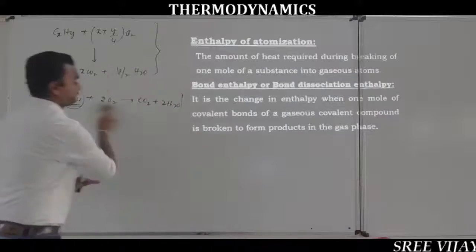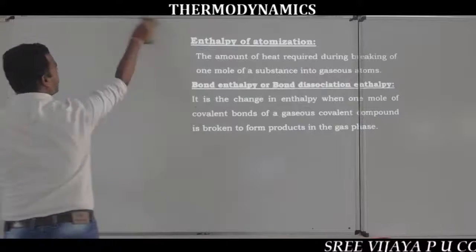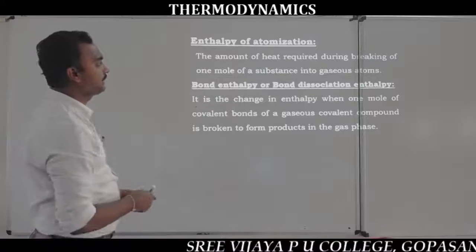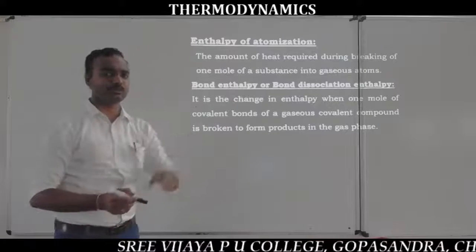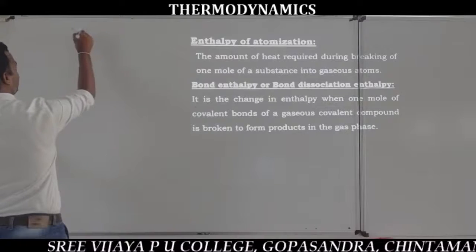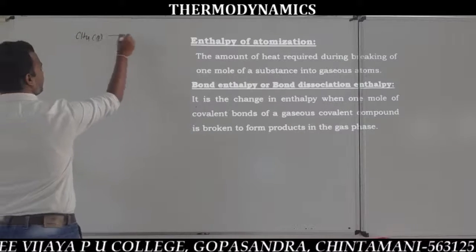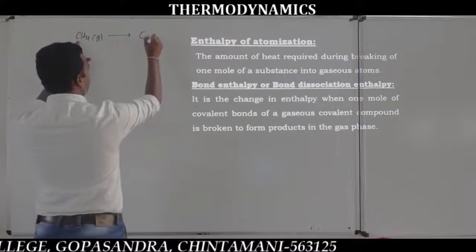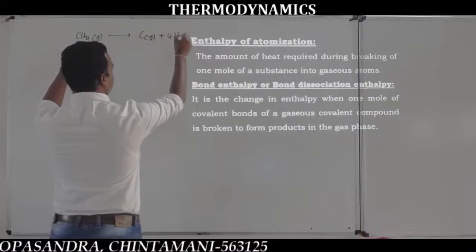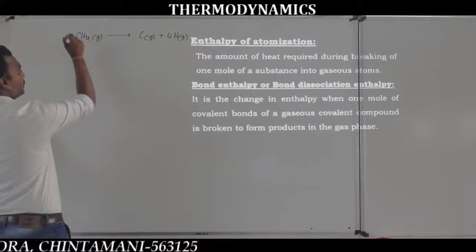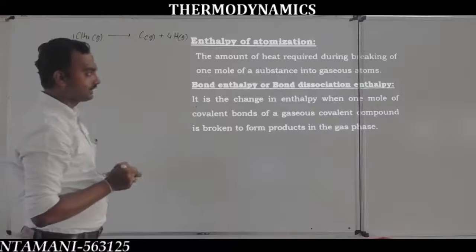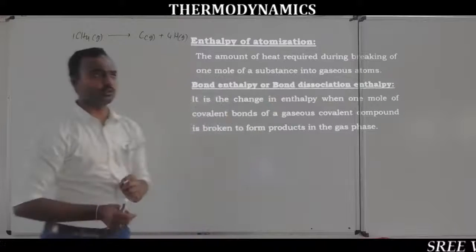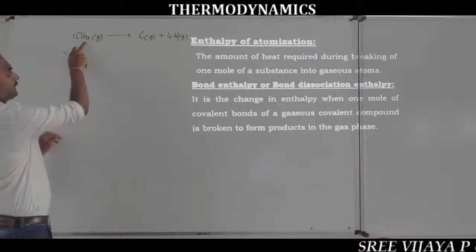So the next one is enthalpy of atomization and bond enthalpy or bond dissociation enthalpy. What is enthalpy of atomization? Atomization is the formation of atoms. For example, say I take methane. This is gaseous. On dissociation, when I break it, you get a gaseous carbon atom and 4 gaseous hydrogen atoms. So when 1 mole of a gaseous substance is broken, what should you get? Gaseous atoms. What are the constituents of methane? Carbon atom and hydrogen atom.